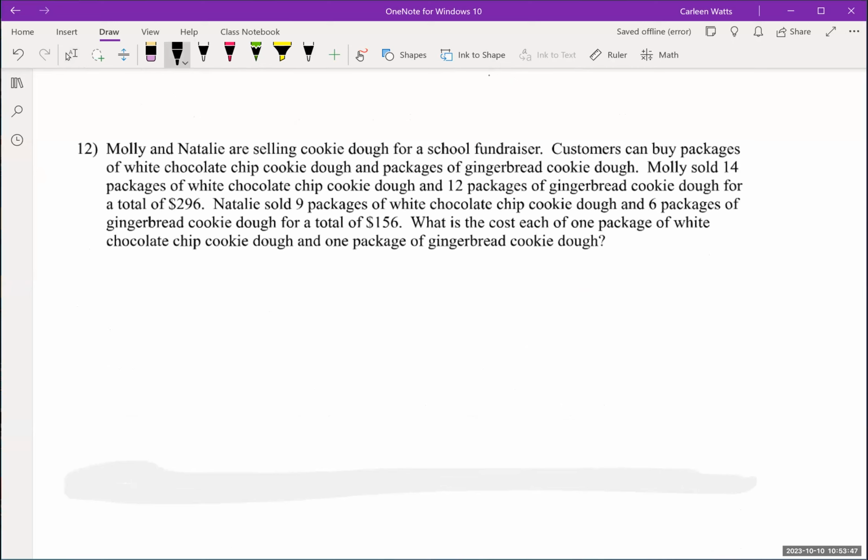Okay, Molly and Natalie are selling cookie dough for a school fundraiser. Customers can buy packages of white chocolate chip cookie dough and packages of gingerbread cookie dough. Blah, blah, blah. What is the cost of each package? Okay, so let's say we want the cost. That's what my variable is going to be, right? The cost of one package of white chocolate chip.